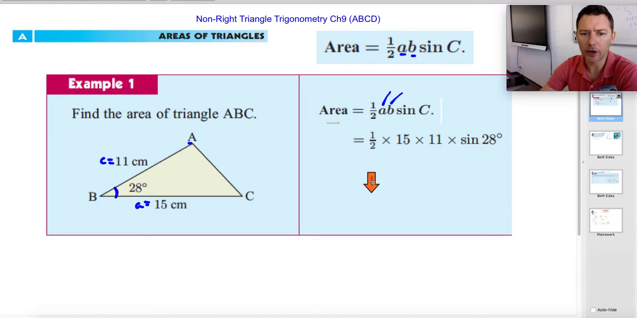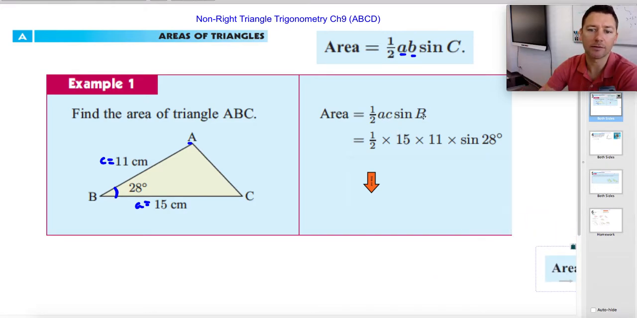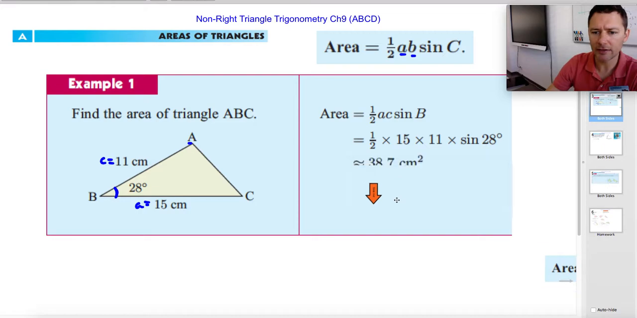So let's plug in what we know. I just swapped this out for you. So you could say A and C and the angle between them, fine. This is a half, one side is 15, the other side's 11, and sine of 28. Make sure your calculator's in the right mode. It's in degrees rather than radians, and when you crunch the numbers, you should get 38.7. Cool, not a big deal.